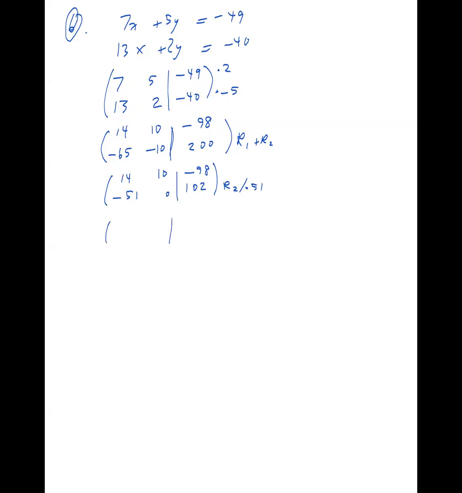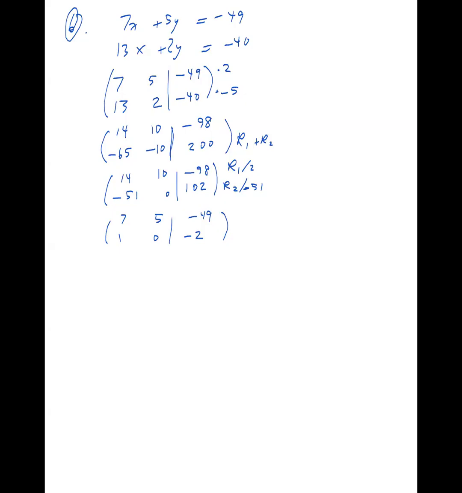If I do that, then I'll get positive 1, 0, and positive divided by negative is a negative, so I'll get negative 2, like that. Next, I'm going to divide the top row by 2. So do row 1 divided by 2. And I got 7, 5, negative 49, which is actually the same thing as I had at first.